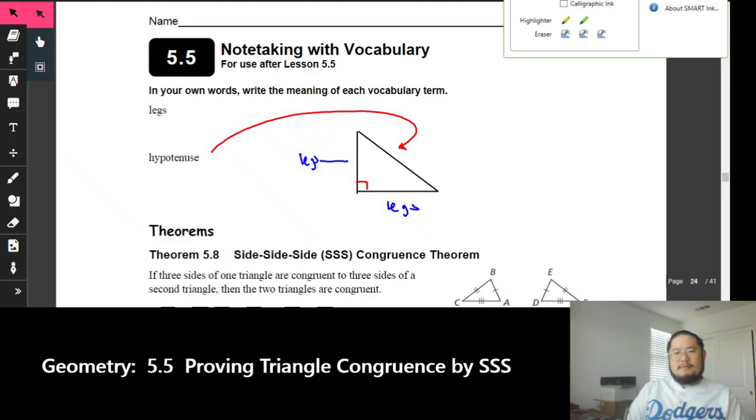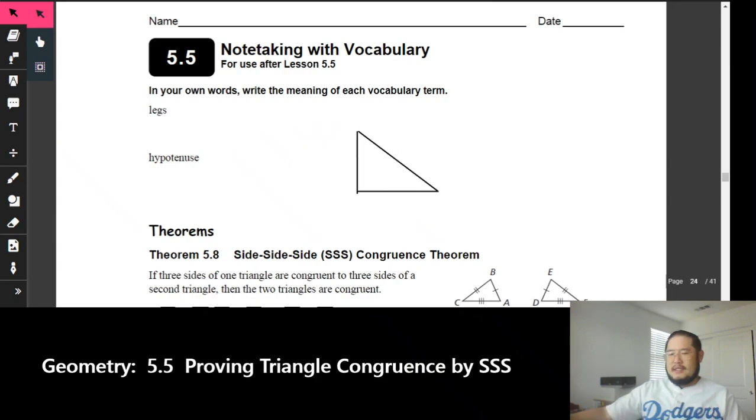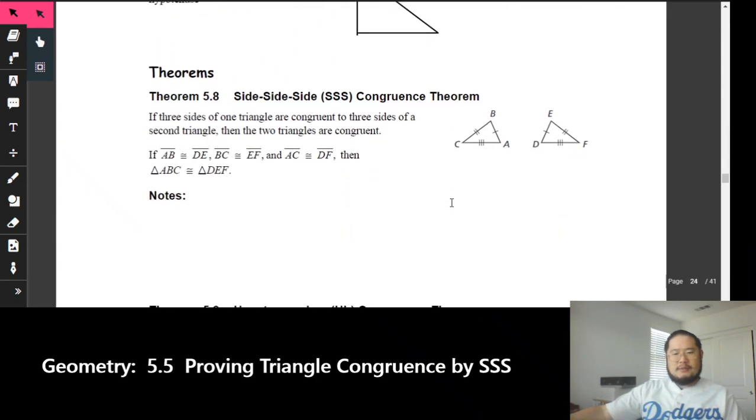So the idea behind side, side, side, or SSS, is pretty simple. Three sides of a triangle are congruent to three sides of the other triangle. If that is true, then we have ourselves two congruent triangles. But once again, here's the thing.